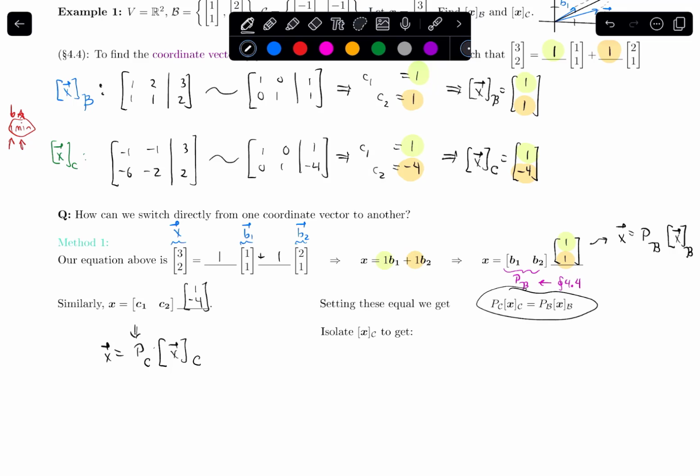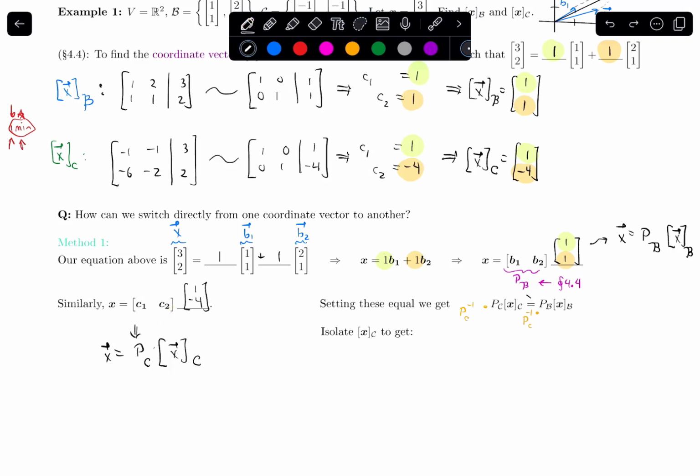I get this. So if I isolate the coordinate vector of x in terms of c, which I can do by multiplying both sides on the left by PC inverse. And if I do that on that side, I've got to do it over here, multiply by PC inverse. And I know that this matrix PC has an inverse because its columns are a basis. And if I put the basis vectors into a matrix, there's going to be a pivot in every column and every row because it's a basis. So it's going to be invertible.